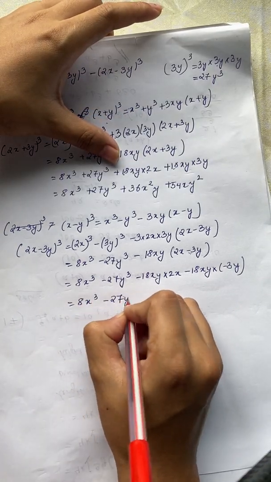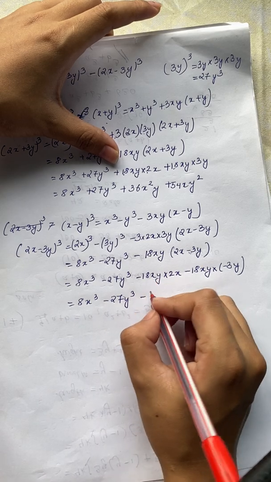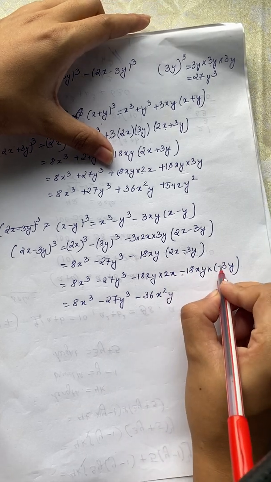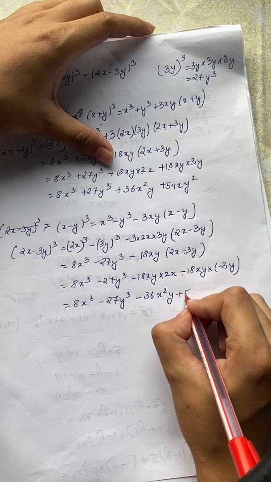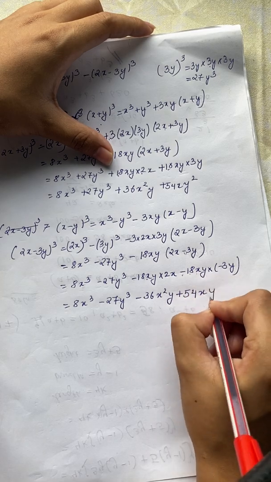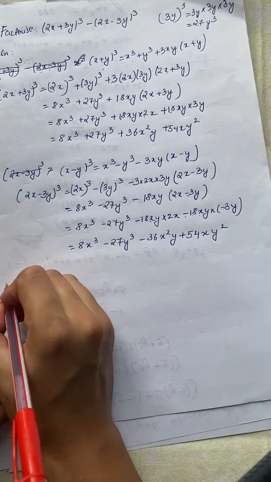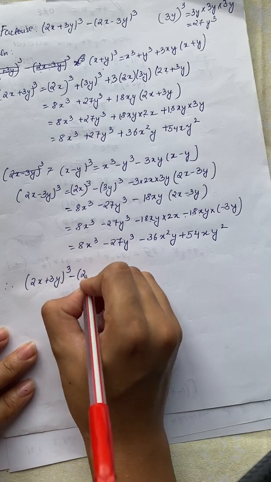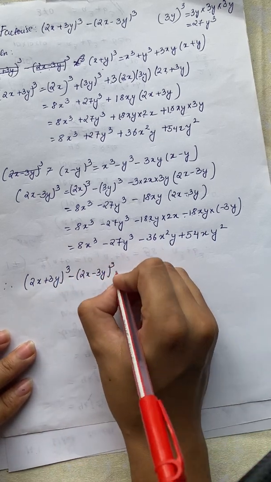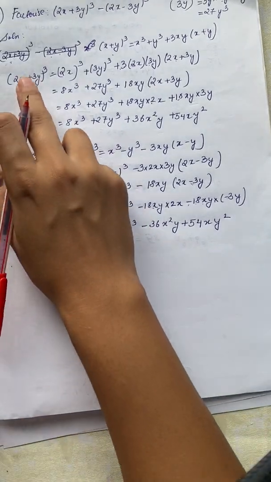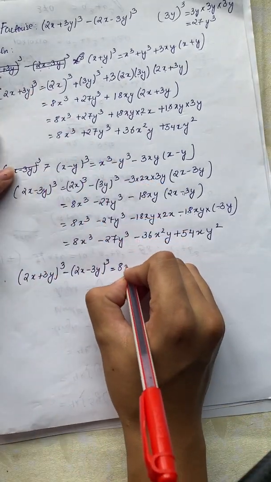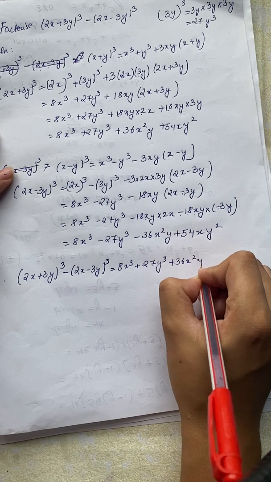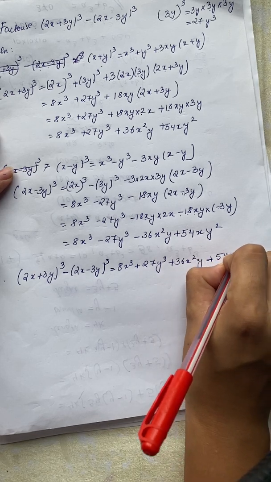Minus 27y³, minus, this becomes 18 into 2, 36, x into x, x²y. Minus into minus, plus 18 into 3, 54, xy into y, y². Therefore, finally, we can write (2x plus 3y)³ minus (2x minus 3y)³ as what? What is (2x plus 3y)³ equal to? It is equal to 8x³ plus 27y³ plus 36x²y plus 54xy².